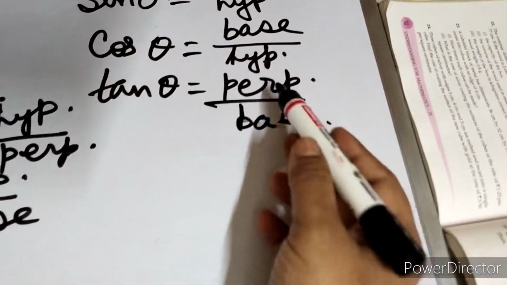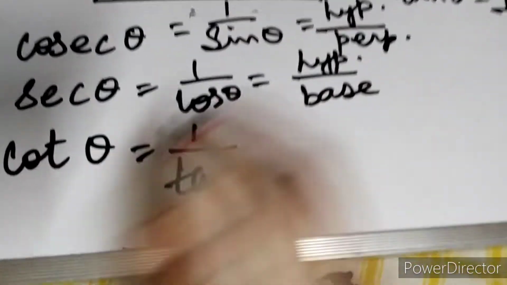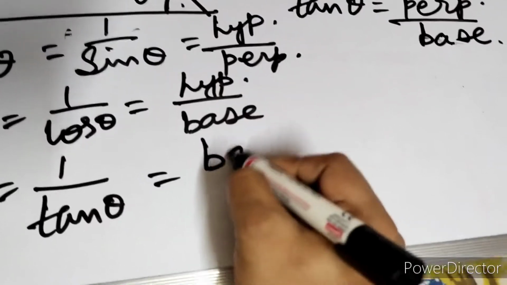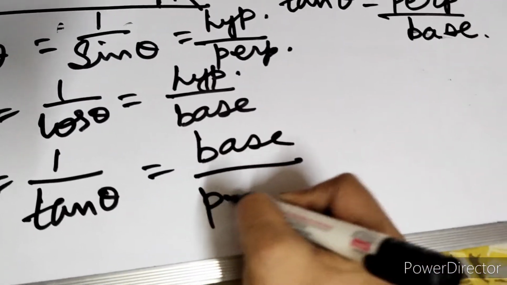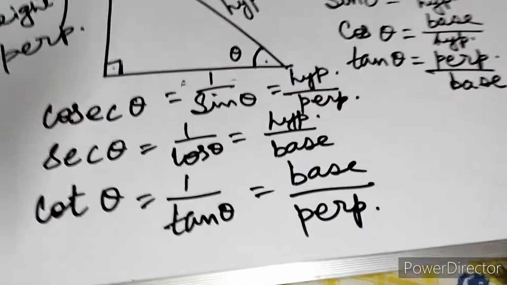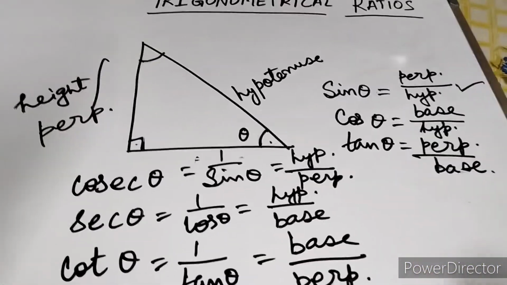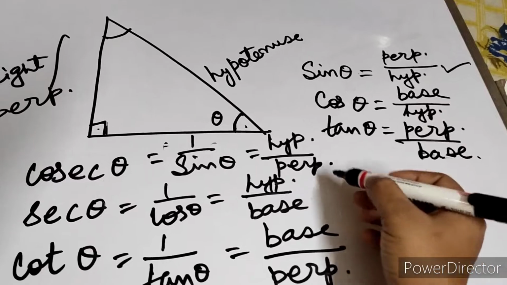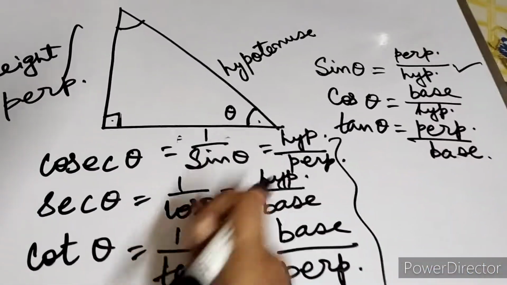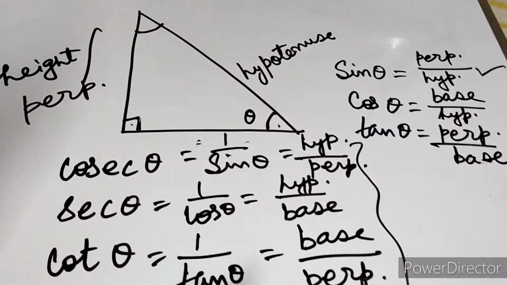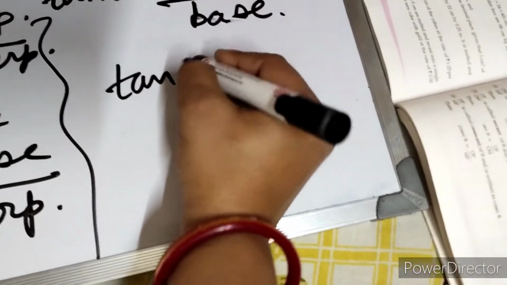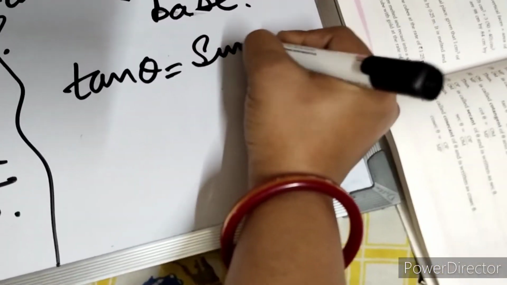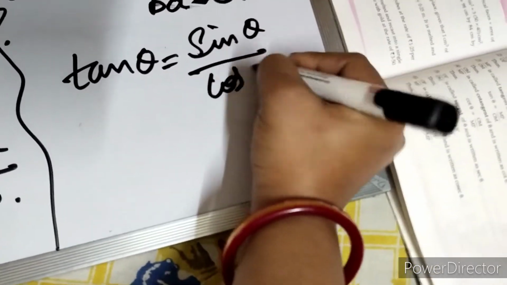Our tan theta was perpendicular by base, so what will be cot theta? Yes, base by perpendicular, right? So this is all about the trigonometric ratios. If you just know these things, it's good, but you should also know which one is the reciprocal of which one, and also the relation. Remember that tan theta equals sin theta by cos theta.